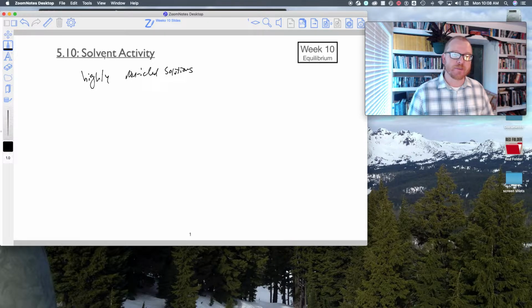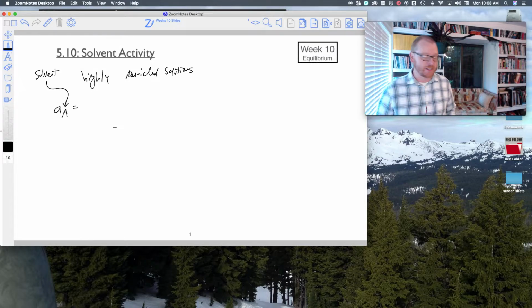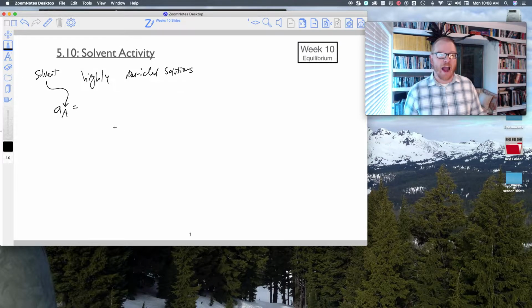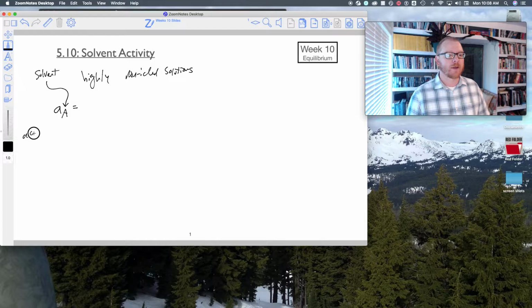Now this is specific for solvent activity. I'll write lowercase a for activity, and I'm going to put of species A, so that could be water or ethanol or whatever our solvent is. Solvent is indicated by this letter right there, whatever the solvent is, and lowercase a for activity.